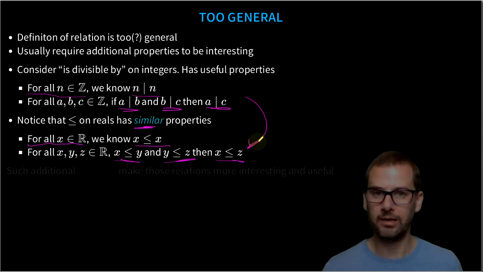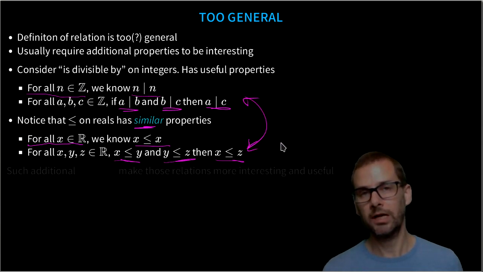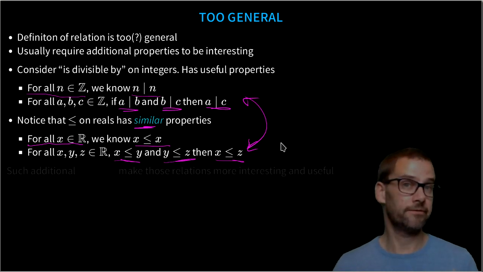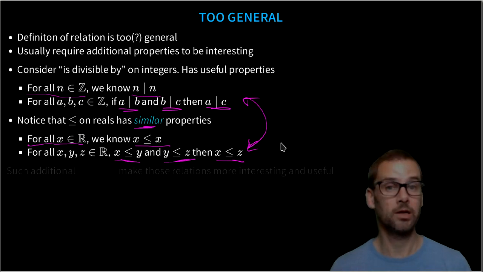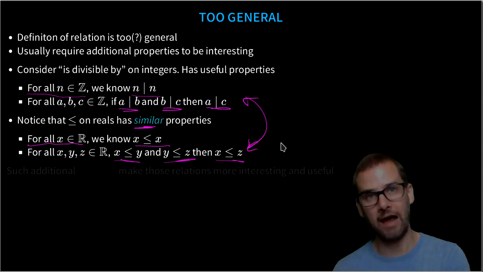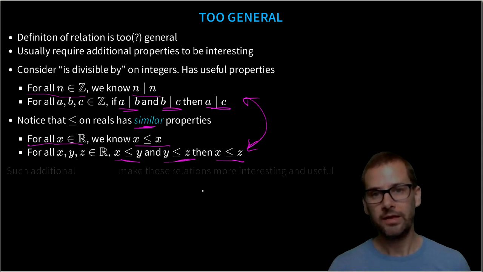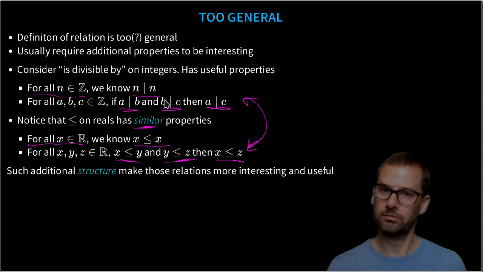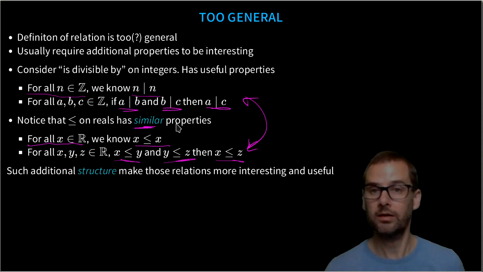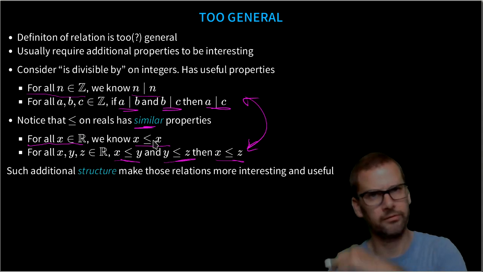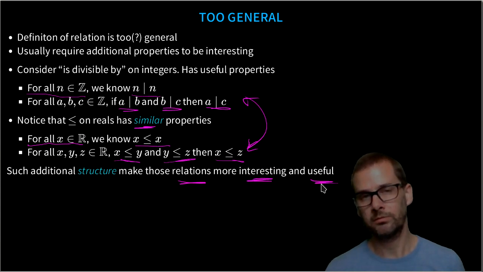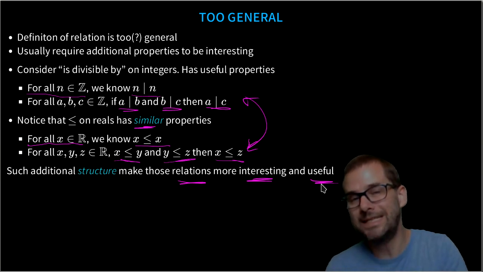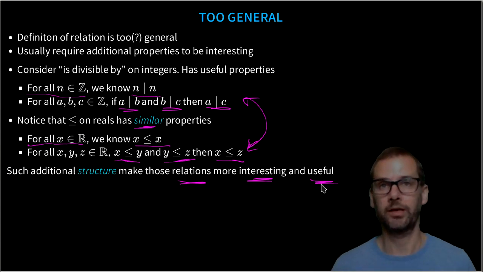So there are parallels between the properties of these relations, even though the relations themselves are defined quite differently and used in quite different contexts. There's some similarity going on that we would like to abstract away so we can say more general things about relations that have that property. So this sort of additional structure, this transitivity property here, this reflexivity property here, which we'll define in a moment, makes those particular relations more interesting and more useful. And so we want to understand those properties in the abstract so we can say more general things.